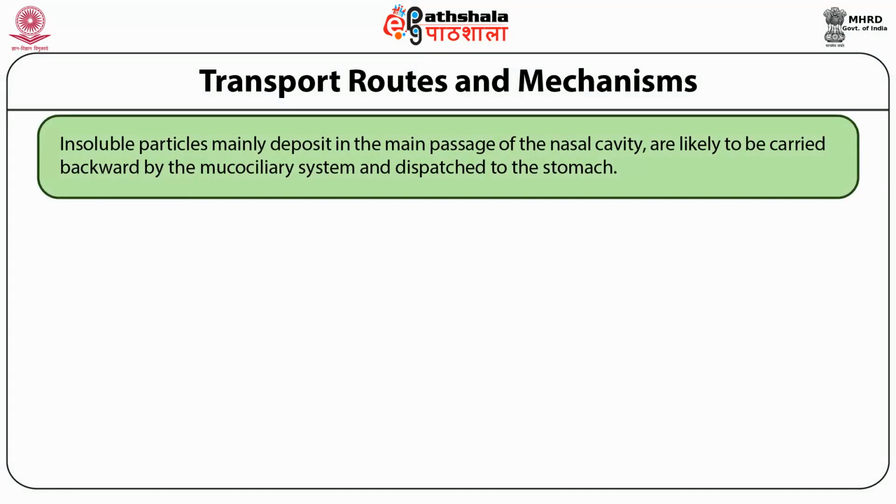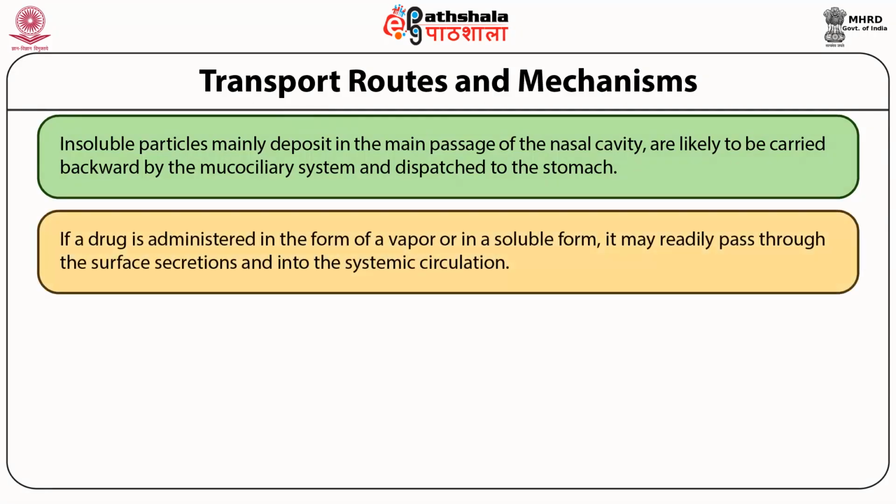Insoluble particles mainly deposit in the main passage of the nasal cavity and are likely to be carried backward by the mucociliary system and dispatched to the stomach. If a drug is administered in the form of a vapor or in a soluble form, it may readily pass through the surface secretions and into the systemic circulation.